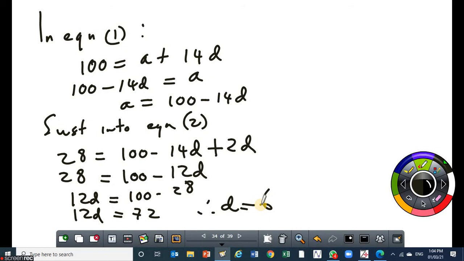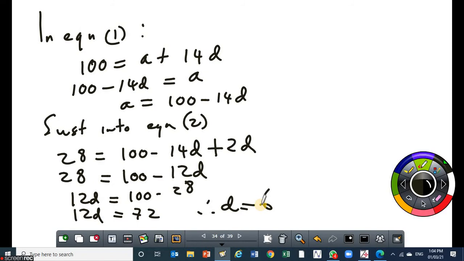Okay? If you got negative 6, that means you made a mistake somewhere. Just check your work, you made a mistake somewhere. Okay? Are you following?